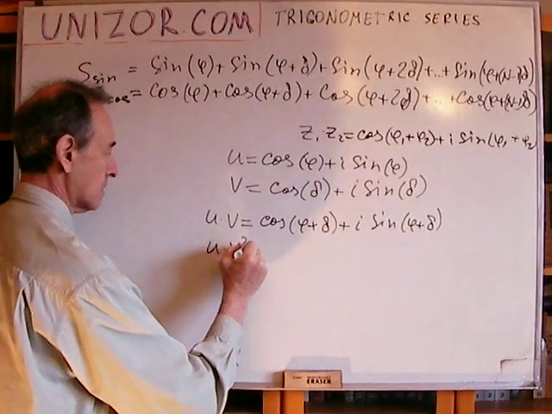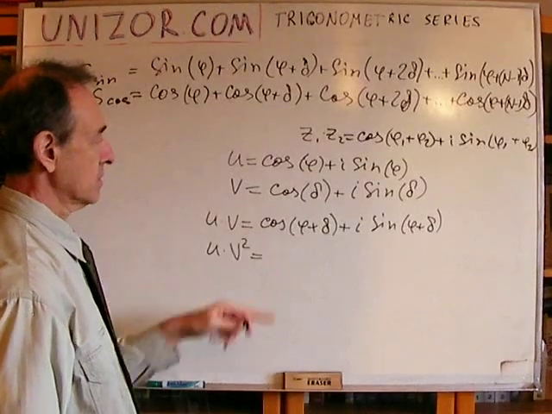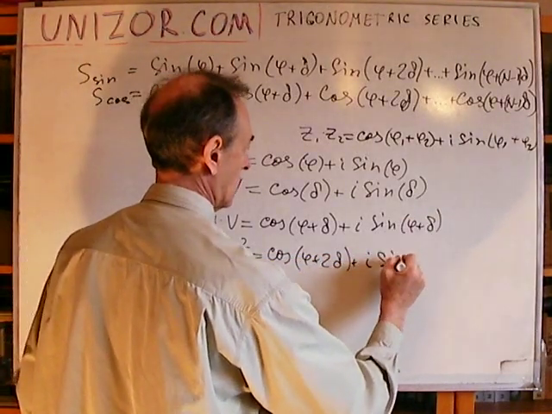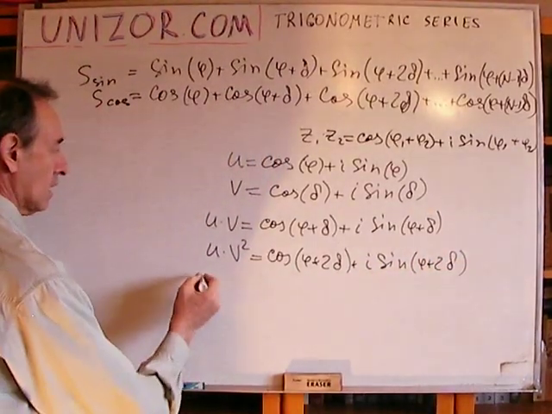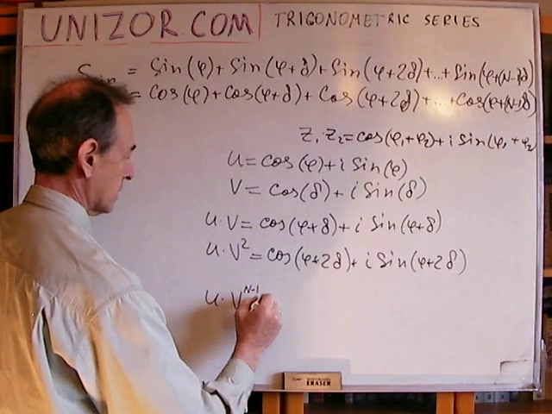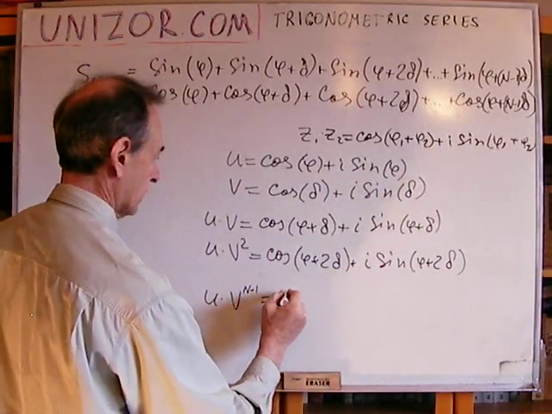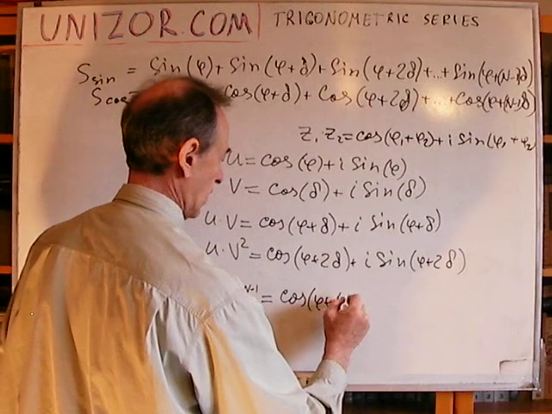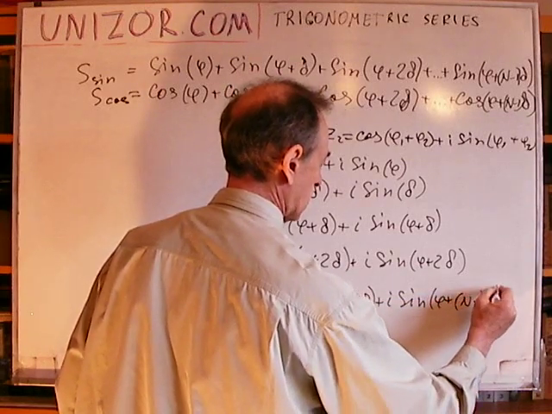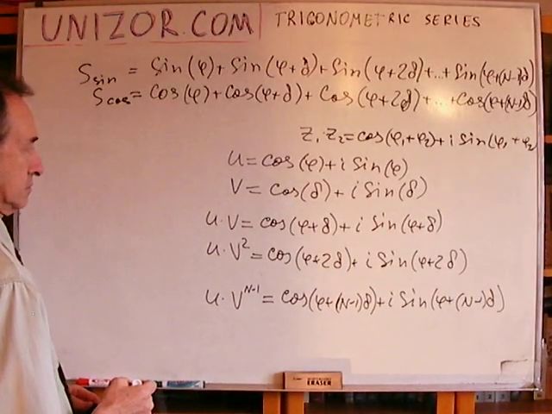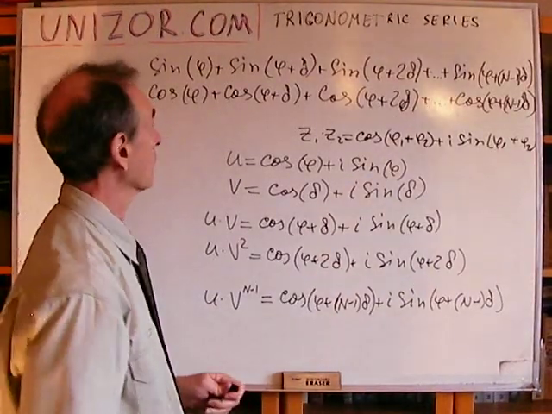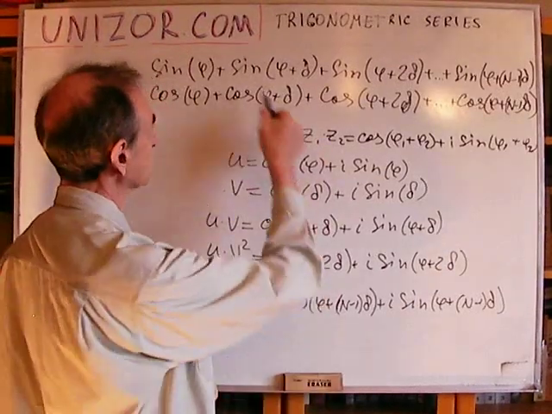What if I multiply again by V? Again, my angles will be added together. Obviously, if I take the third power, it would be 3, and if I have the power of n minus 1, I will have cosine of phi plus n minus 1 delta plus i sine of phi plus n minus 1 delta. Looks familiar, right? The real part of these numbers is equal to my sum of cosines, and the imaginary part equals the sum of sines.